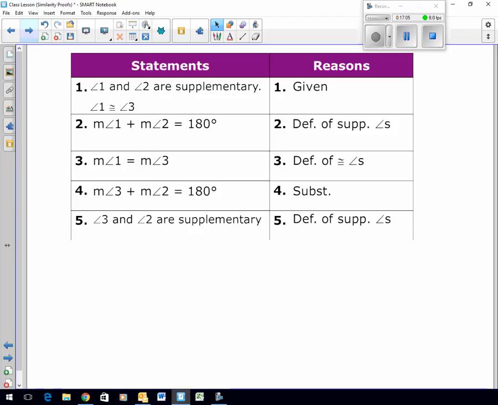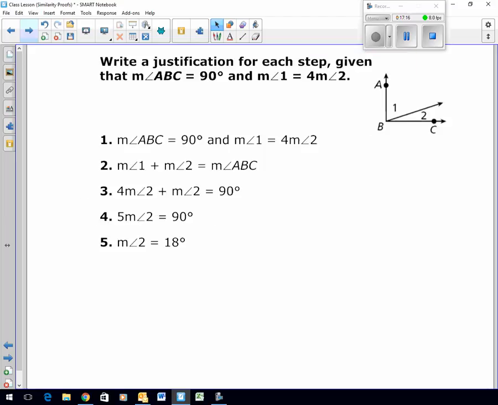Angle 1 plus angle 2 is 180. Angle 3 plus angle 2 is 180. What does that mean about angle 1 and angle 3? They are supplementary. Yay! You're already getting it. All right, we've got one more.